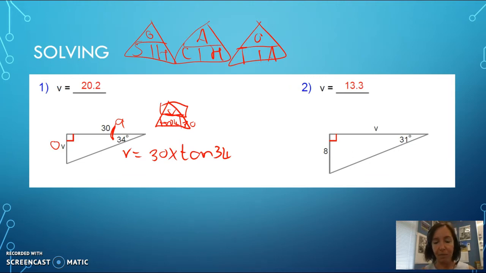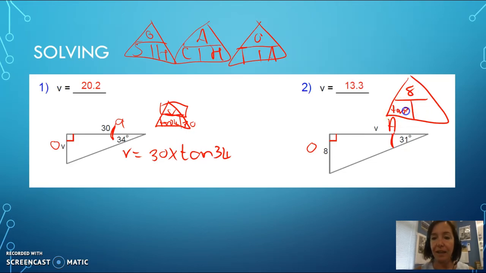So let's work towards example 2. There's my angle. I've got my opposite and my adjacent again. This time, however, I'm looking for my adjacent and I've been given my opposite. So I'm going to do my triangle, probably a bit bigger this time. So it's O and A. O is 8. It's tan of 31. And A is V, so that's what I'm looking for.